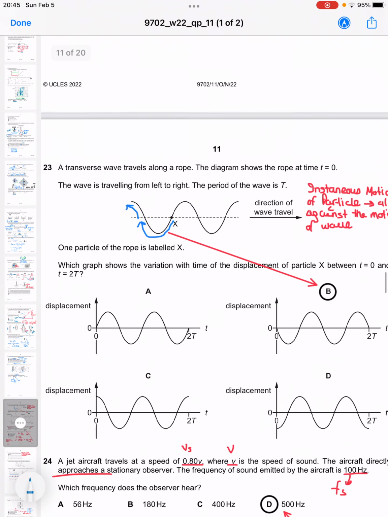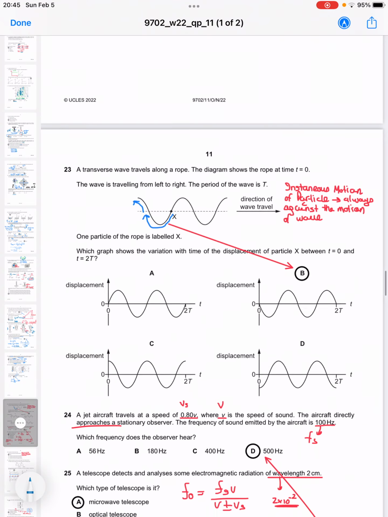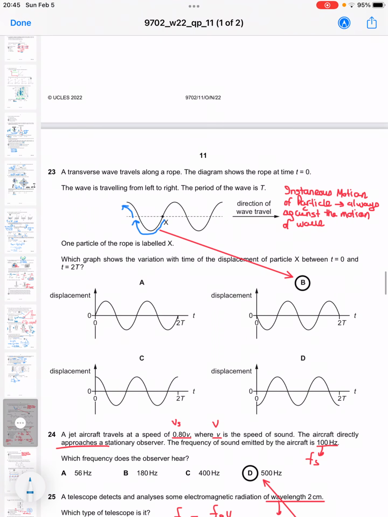Question number 23 talks regarding the instantaneous motion of particle. It says that a graph is given which is moving from left to right. It says how would the graph at point x be. So we have to see the motion of the particle against the motion of wave. So the instantaneous motion of particle is always against the motion of wave. So this would be the appropriate graphing. So B shows the appropriate graphing.